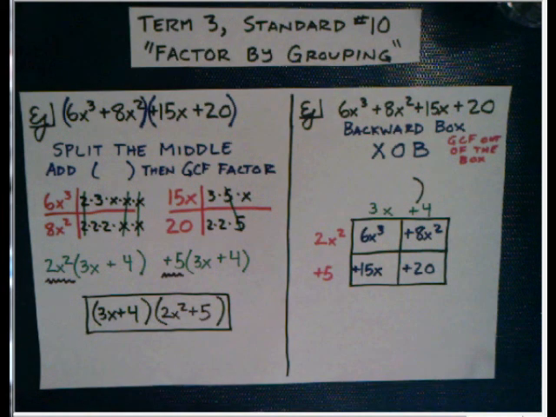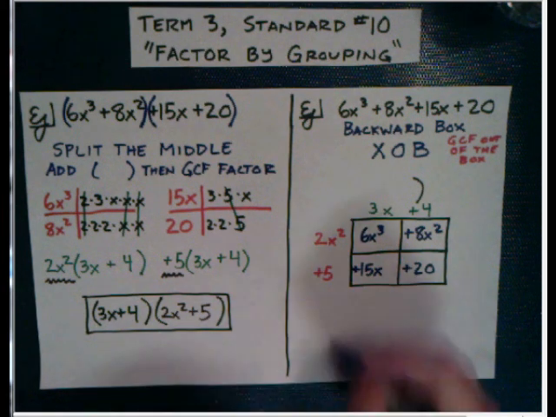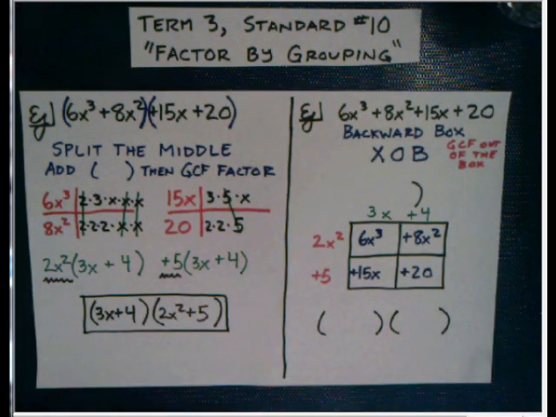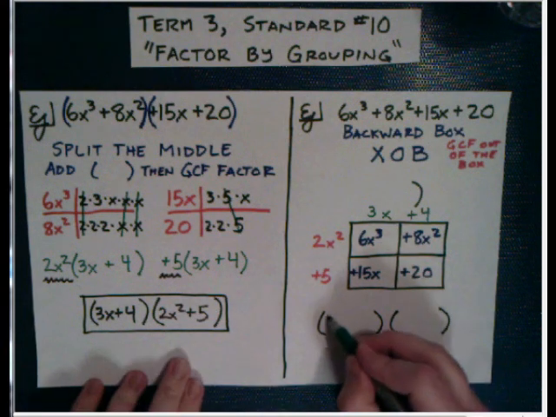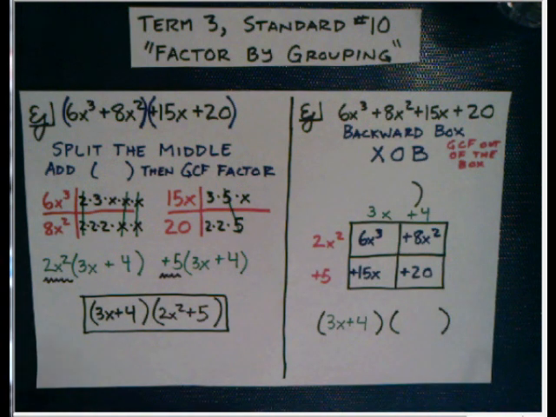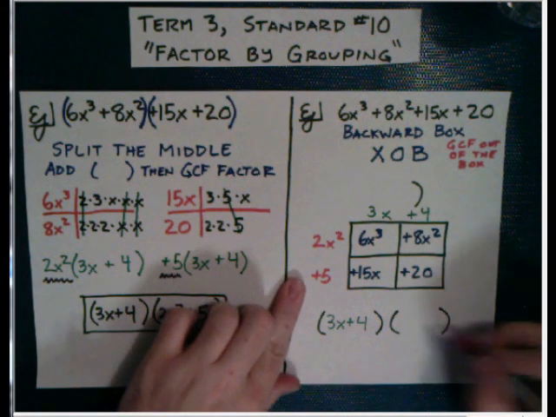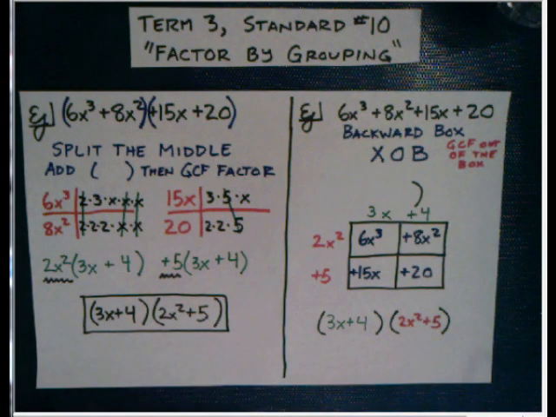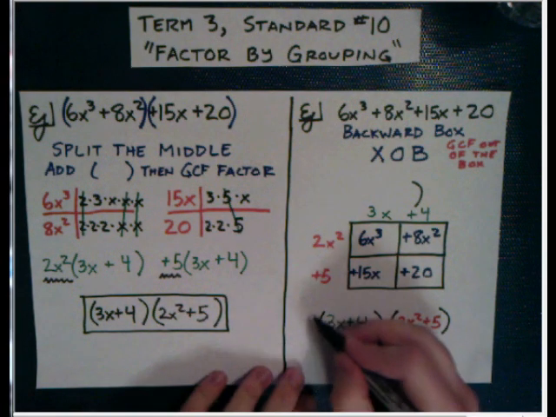Now in order to write our final answer, which of course has to look like stuff times stuff, we need to take those things that we pulled out, all those GCFs. So for example, I'm going to pull out 3x plus 4. It's right there, taking it right off the outside of the box. And then lastly, the one for the left side, 2x squared plus 5. And so there we go. We get our final answer.